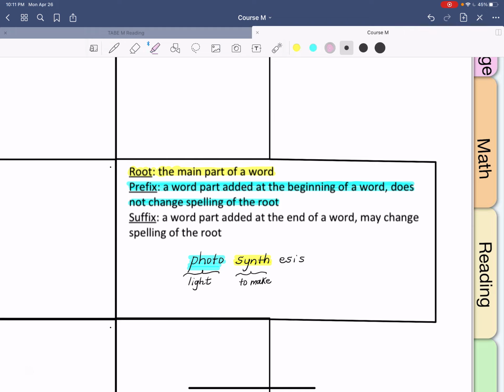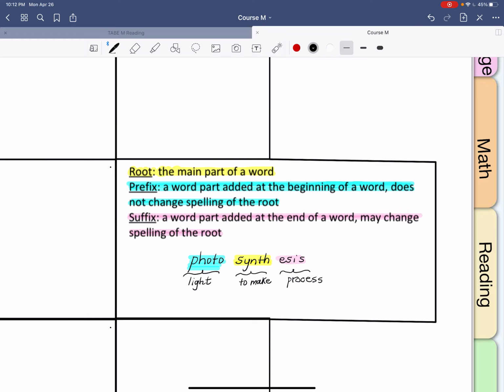And then the suffix is a word part added at the end of a word, and it may change the spelling of the root. Suffixes can change spellings. And esis, in this case, is a process. So photosynthesis is the process in which plants use light to make food.